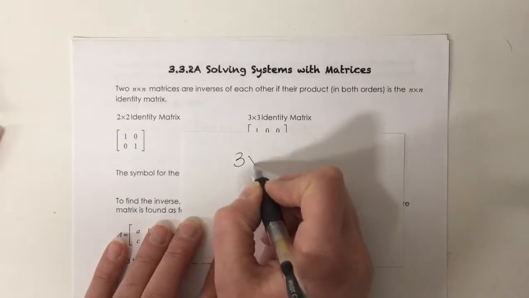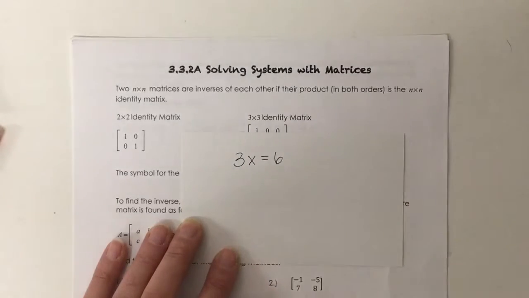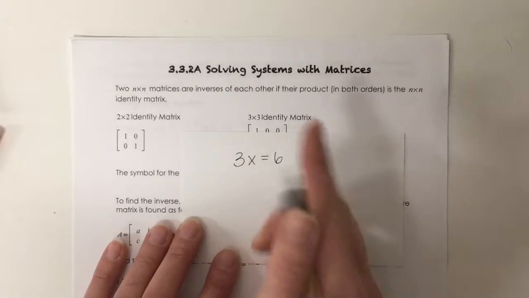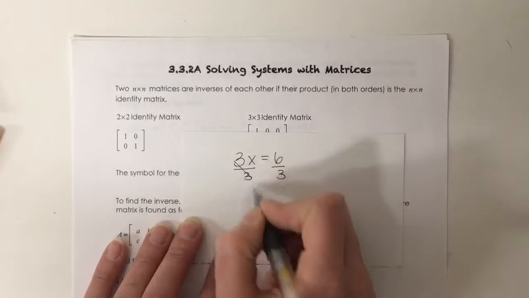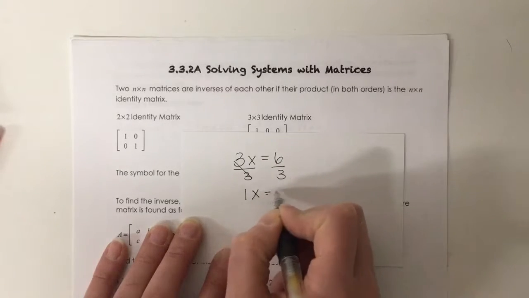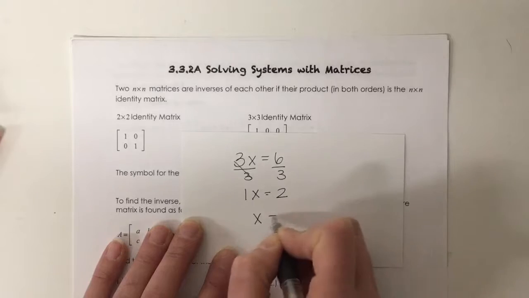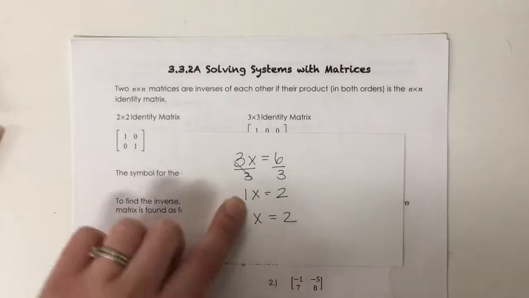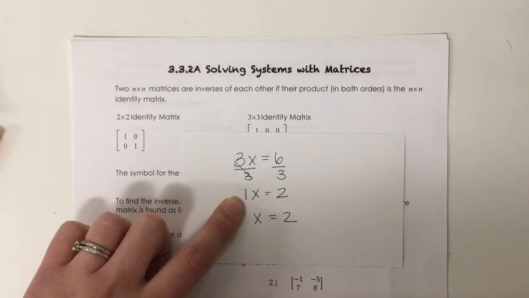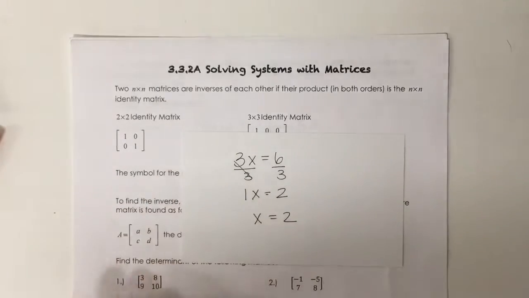If you have an equation like 3 times x equals 6, if I'm trying to solve for x, the opposite operation of this 3 times is going to be dividing by 3. And it leaves you with really 1x equals 2. And we usually just say that's x equals 2. This 1 is called our identity. Multiplying by 1 does not change the value of anything.